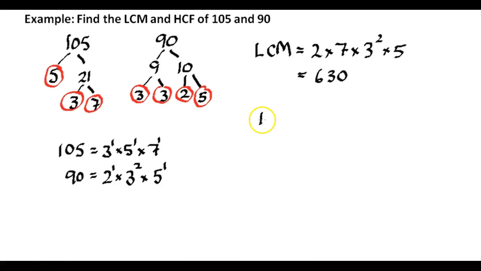Okay, so now for the highest common factor of those two numbers, 105 and 90. This time we're only looking for the common primes and to their smallest power. The common primes are 3 and 5. For 3 the smallest power is 3 to the power 1. 5 to the smallest power is 5 to the power 1. So it's a nice and easy one. So 3 times 5 gives us a highest common factor of 15.